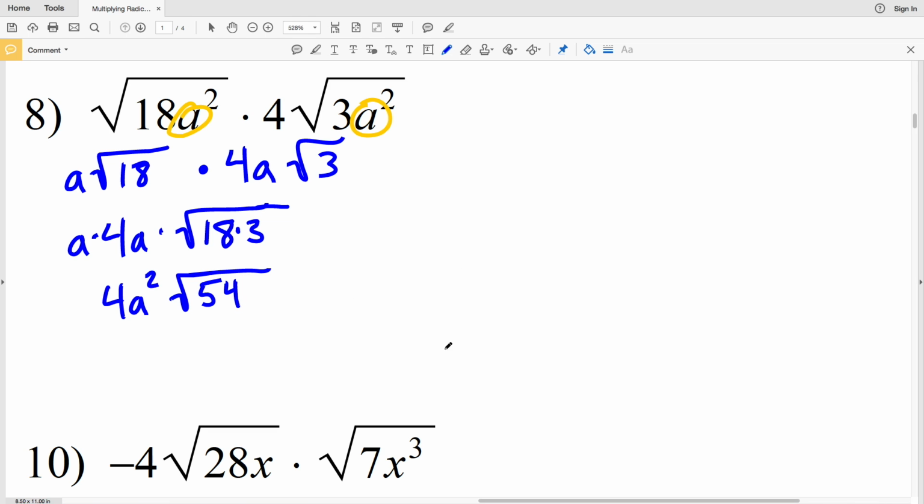Now I'll rewrite 54 in terms of a perfect square. 9 times 6 equals 54. So I'll write this as 3 squared times 6. And I know that 9 is the largest perfect square because no other perfect square fits into 6.